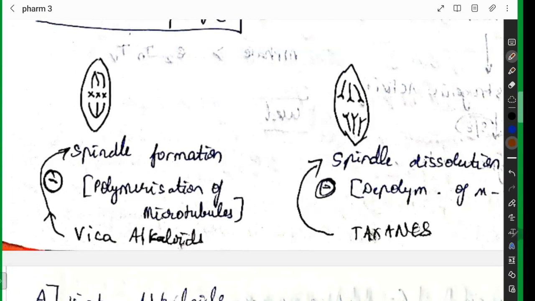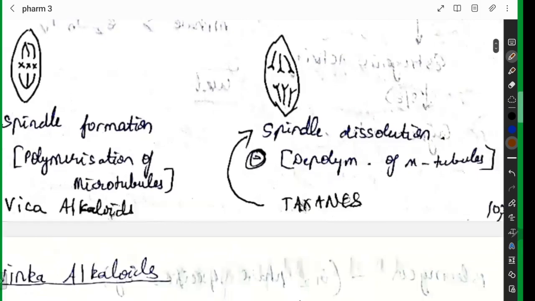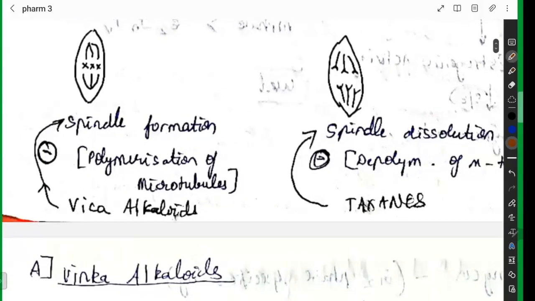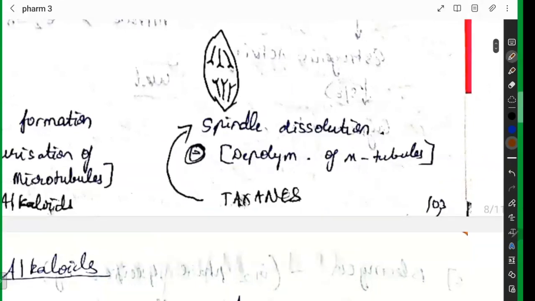Either you can inhibit the formation of the spindle, number one, or you can actually break down the spindle after formation. That means either you can prevent the formation of the spindle by inhibiting the polymerization of microtubules, or after the formation of your spindles, you can break down those spindles. That is called depolymerization of mitotic tubules. So the drugs that inhibit polymerization of mitotic tubules are Vinca alkaloids. And what is the drug that is going to cause spindle dissolution? That is going to be your taxanes.